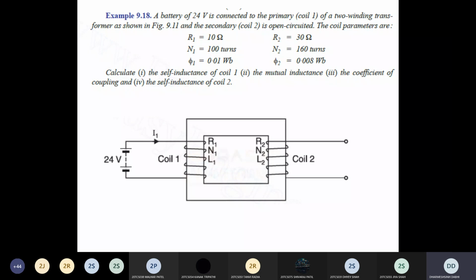So all of you calculate all these 4 parameters one by one. Sir, first one 0.417. Yes, L1, the self inductance of coil 1, is 0.417 Henry. Yes, very good. All of you take your time and calculate by yourself. Okay, don't write the answer directly. Use the equation, calculate, and then write the answer.